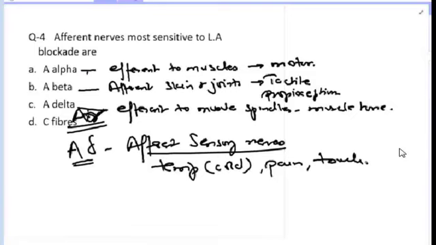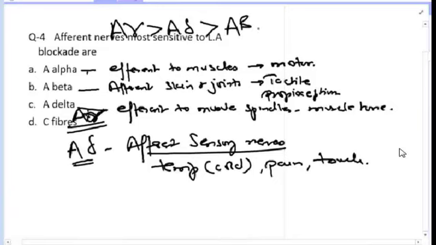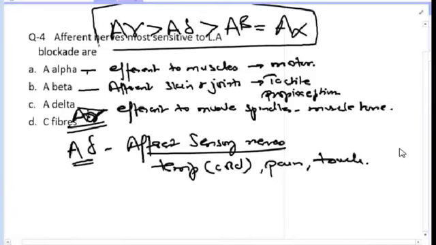So what is the sensitivity of these fibers, all the A fibers, to local anesthetic agents? Sensitivity of A fibers to local anesthetic agents is A gamma, A delta, A beta equal to A alpha. A gamma, that is efferent to muscle spindles, are the most sensitive to local anesthetic, then A delta, then A beta and then A alpha.